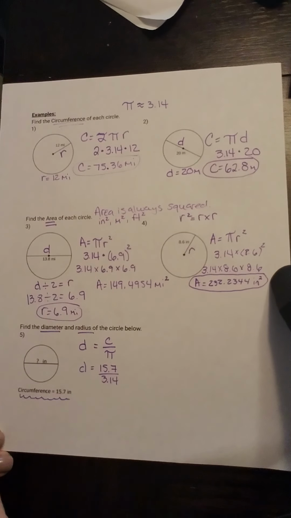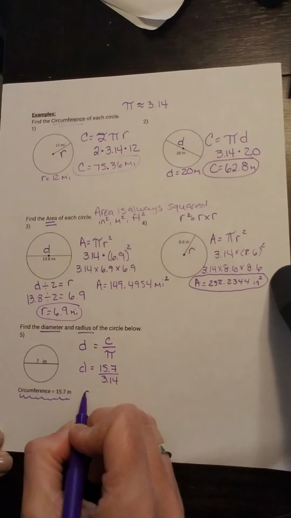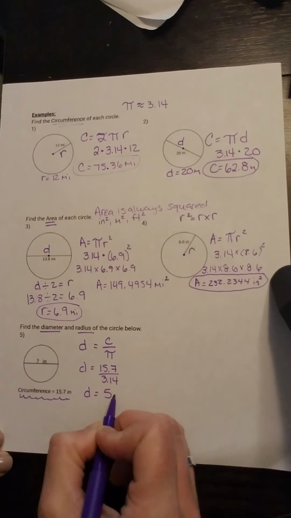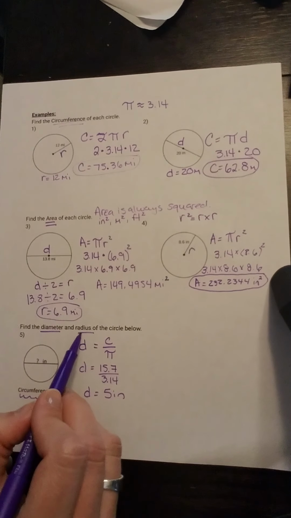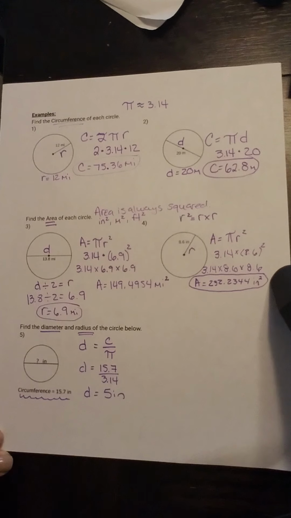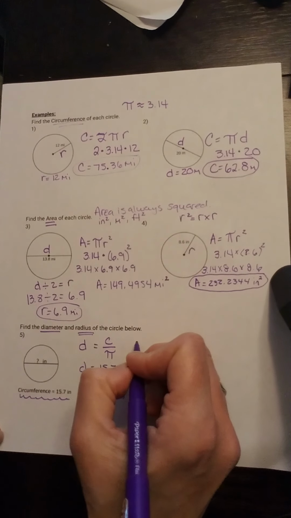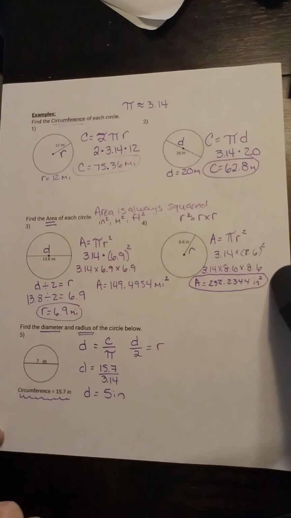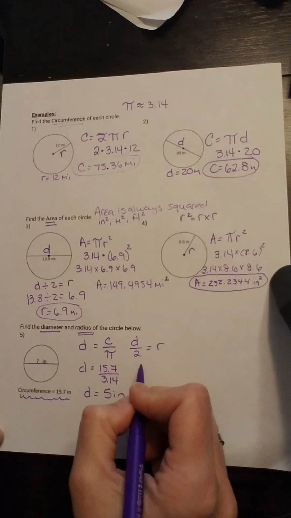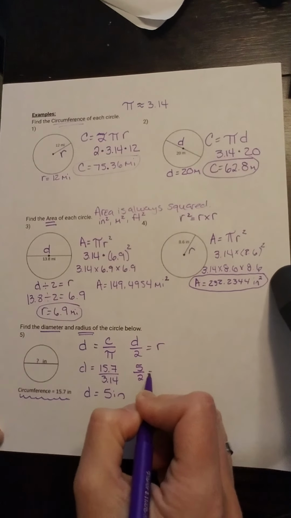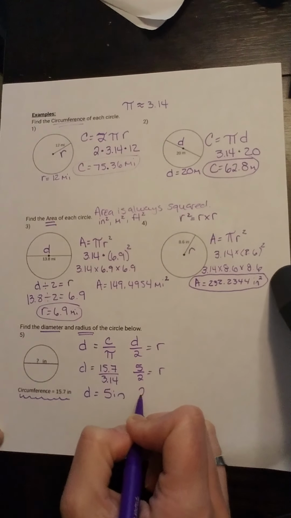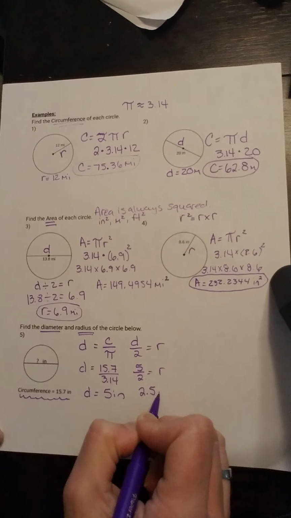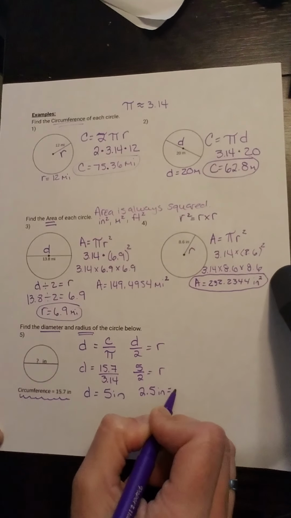I can plug that in my calculator. When I do, I get that my diameter is 5 inches. Now, the question also asks us to find the radius. If you remember back on the first page, to find the radius, you can do diameter divided by 2, and that will give you your radius. So if our diameter is 5, 5 divided by 2 will give us our radius. So 2.5 inches, don't forget your unit of measure, is the radius.